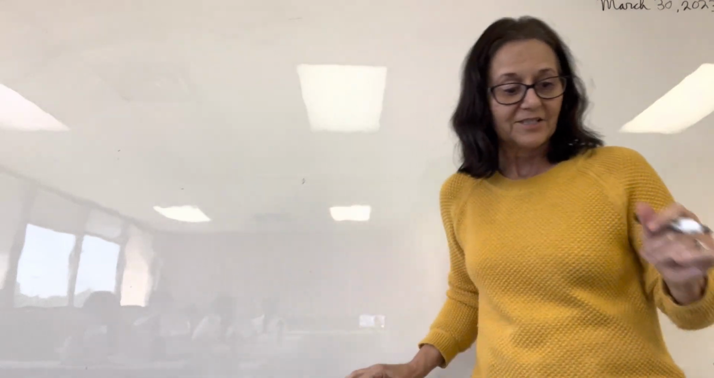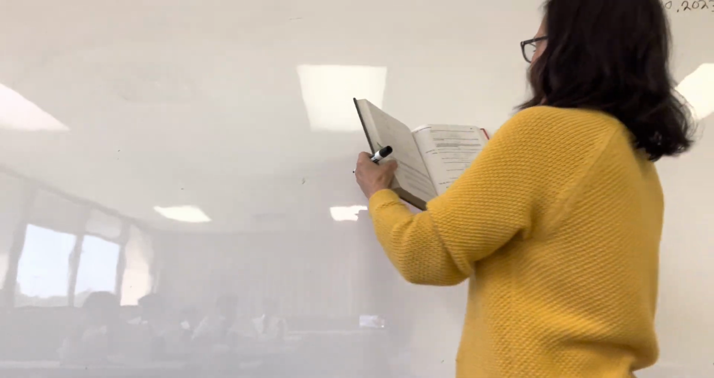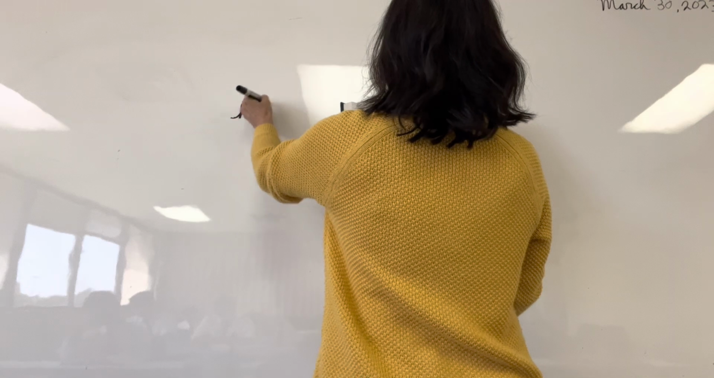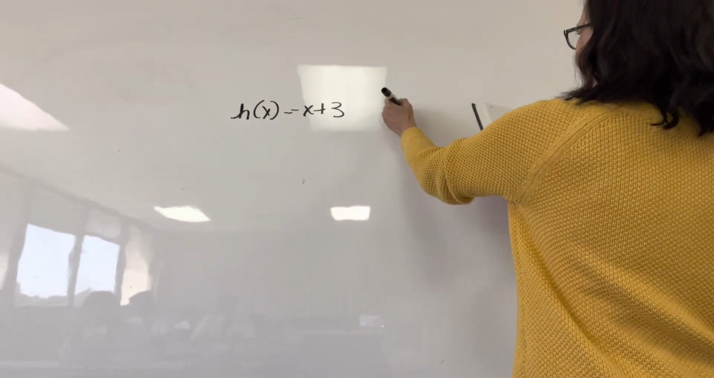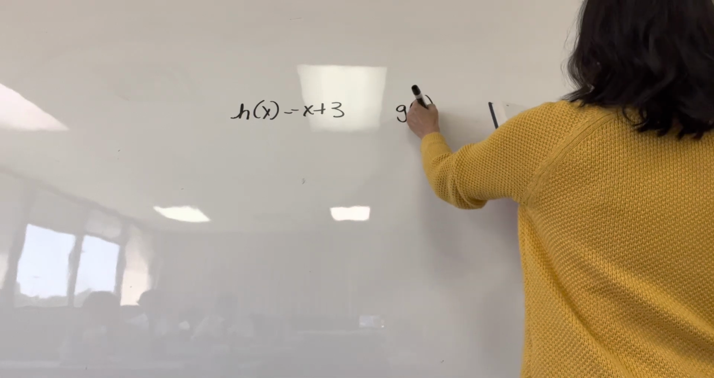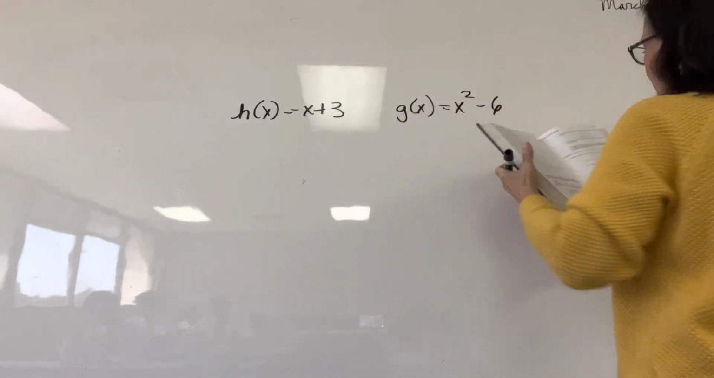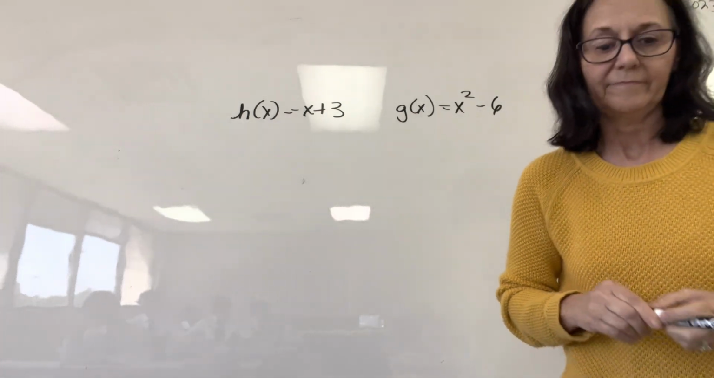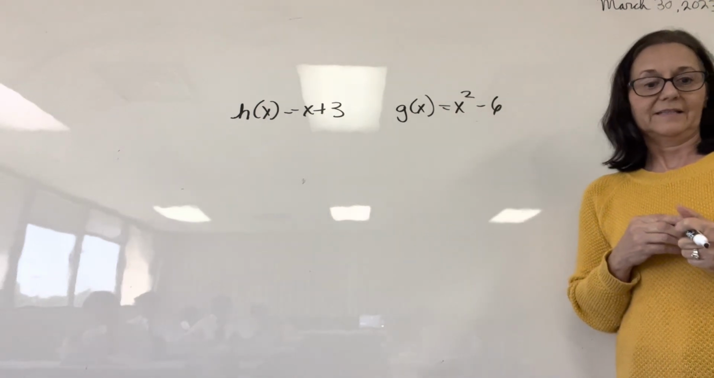All right, now let's do the examples. Look at example 1 on page 423. We're given h of x equals x plus 3. I'm going to make this one g of x. Your book uses Greek letters, but we're just going to use English letters.